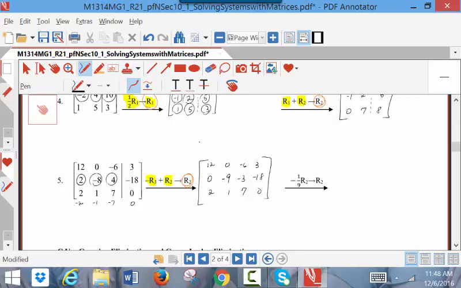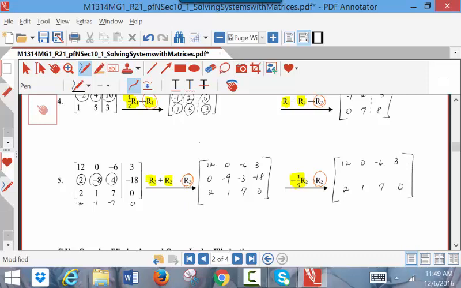Okay, now what do they want me to do? Now they want me to take negative 1/9 times row 2, and whatever the result is when I do that, put the results back in as the new row 2. So I know that row 2 is changing, so I'm going to leave row 1 as 12, 0, negative 6, and 3. And I'm going to leave row 3 as 2, 1, 7, and 0, but row 2 is going to change.